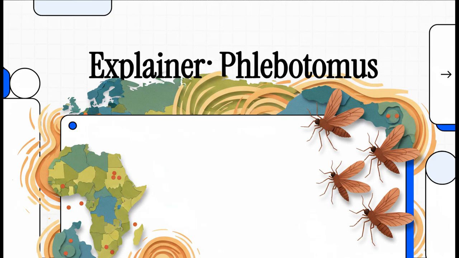Today, we're zooming in on a creature that's so tiny you'd probably never even notice it. But its impact, well, that's becoming impossible to ignore. We are talking about the Phlebotomus sandfly, and we're about to explore how our warming planet is turning this minuscule insect into a very real and growing global health threat.